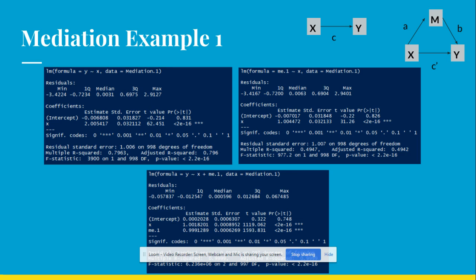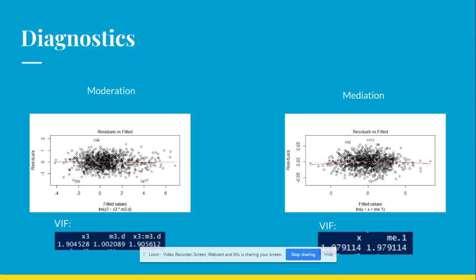And just lastly, I did look at the diagnostics for our moderation example 3 and the mediation example number 1, and I found that both models were BLUE. So that concludes Module 2. Thank you.